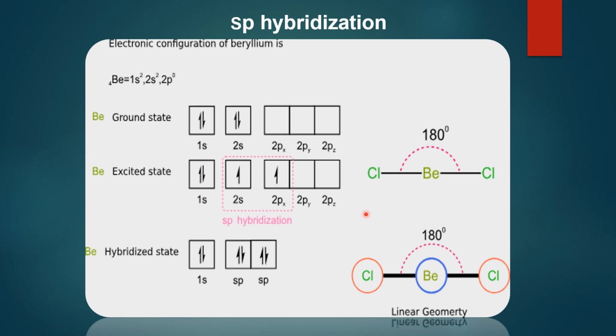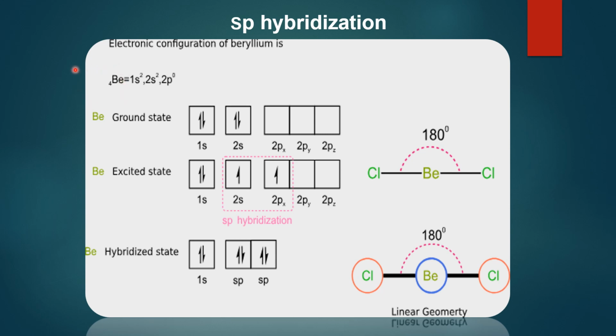The formula for beryllium dichloride is BeCl2, in which the central atom is the beryllium atom. Around the beryllium atom, you can see the two chlorine atoms, which make an angle of 180 degrees. The shape of beryllium dichloride is linear. Coming to the beryllium atomic number, you know that it is 4. Its electronic configuration is 1s2, 2s2, 2p0.